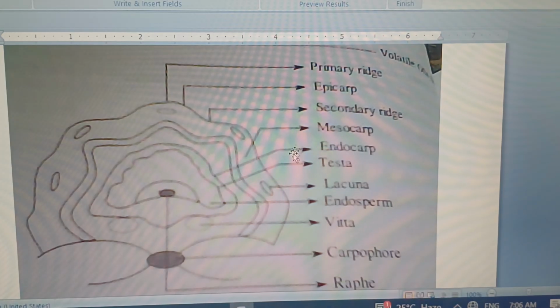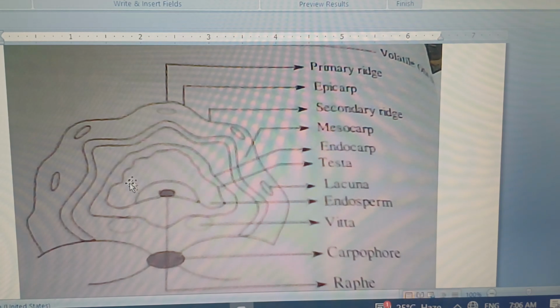Then next to the mesocarp, you can find the endocarp. This is called the endocarp. Prior to that, you can see the testa region, lacuna. This is lacuna, and the endosperm is the innermost region. You can say it is nothing but the endosperm. Now see, this is the endocarp that covers the endosperm. Try to understand.